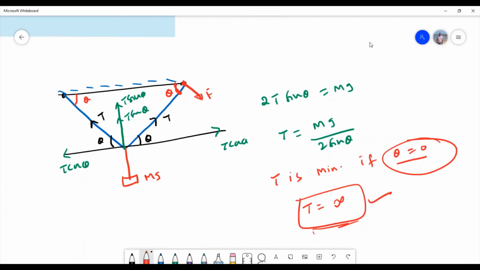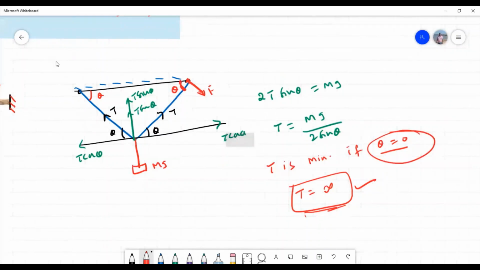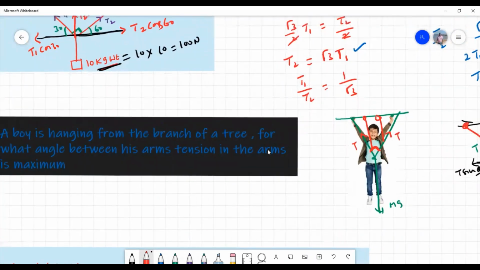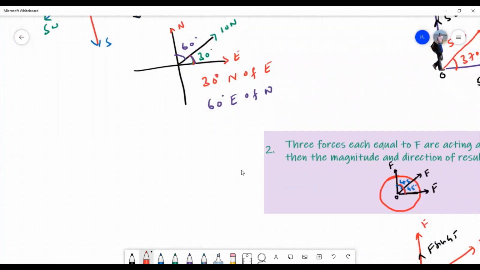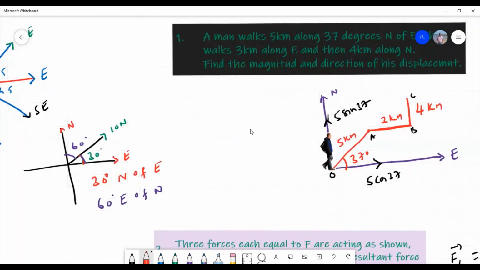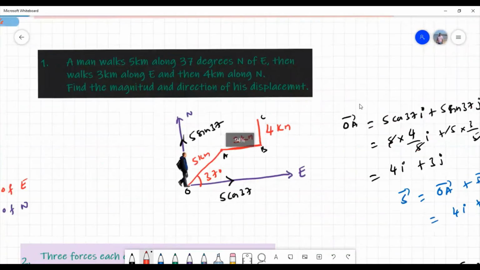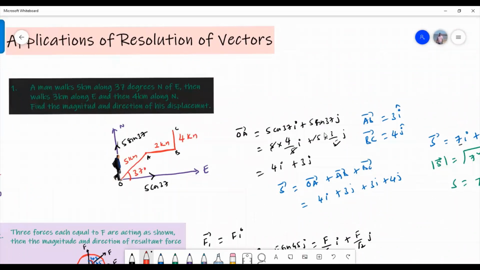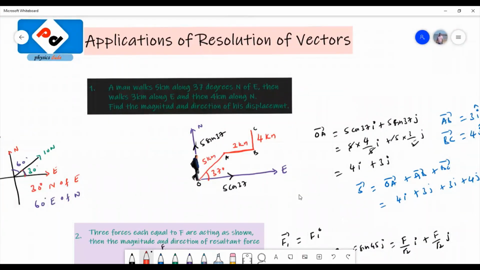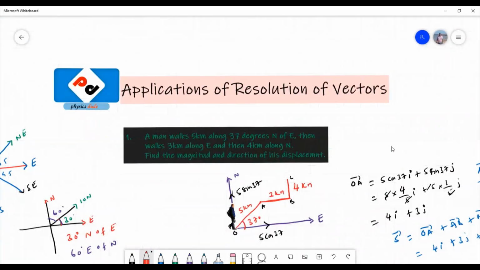So this is regarding this problem. I hope you all understood these 6 problems, which are completely based on resolution of vectors. As I said, we can solve problems more easily once you understand the parallelogram law of vectors, and you can easily find out the resultant of all that.